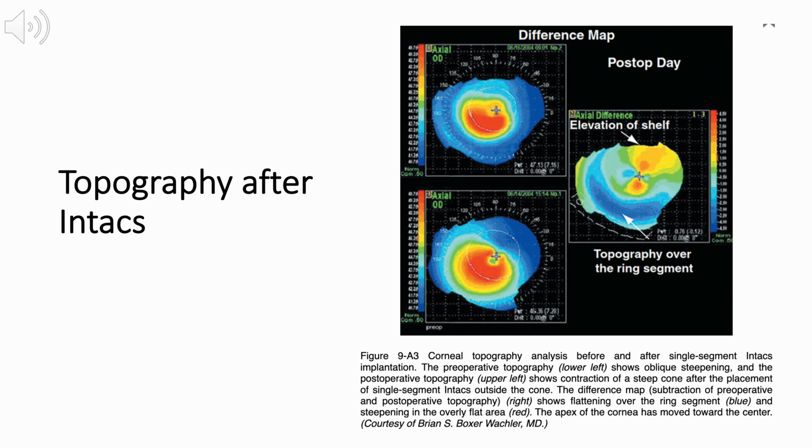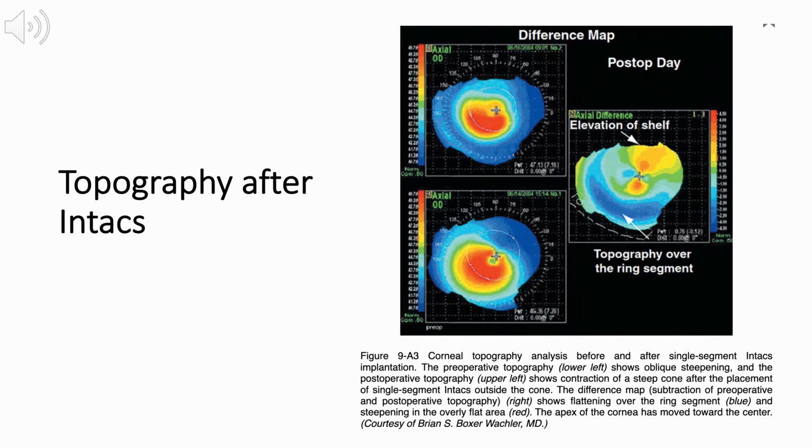Postoperative corneal topography provides valuable insights into the effects of Intacs implantation. As shown in the figure, the preoperative topography, lower left, demonstrates oblique steepening, while the postoperative topography, upper left, reveals contraction of a steep cone after placement of a single segment Intacs outside the cone.